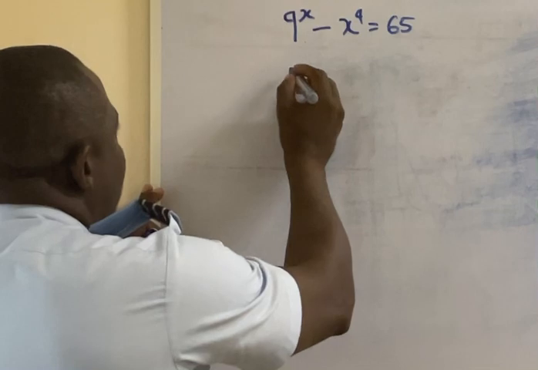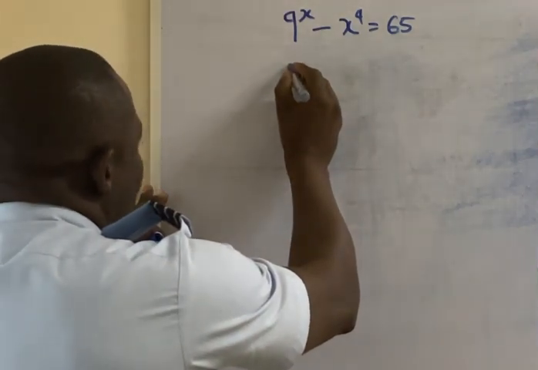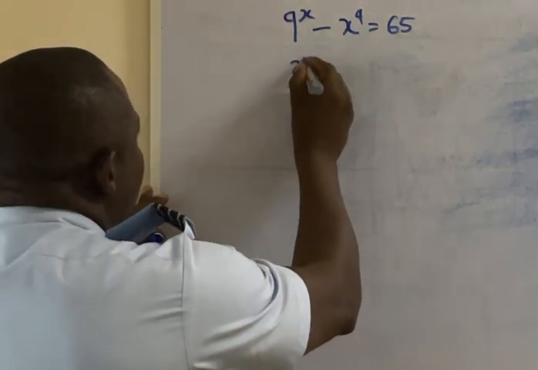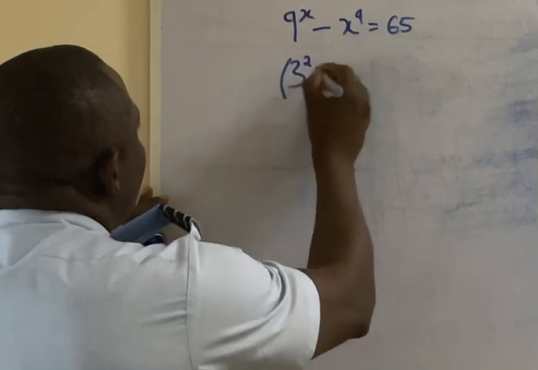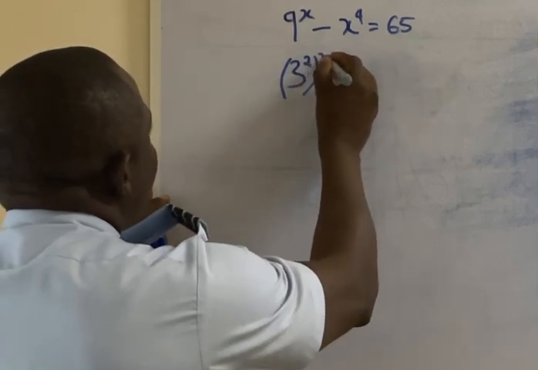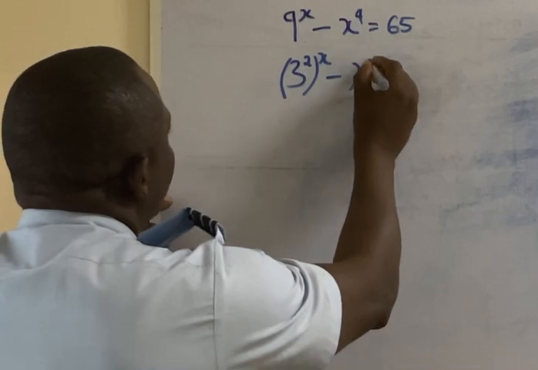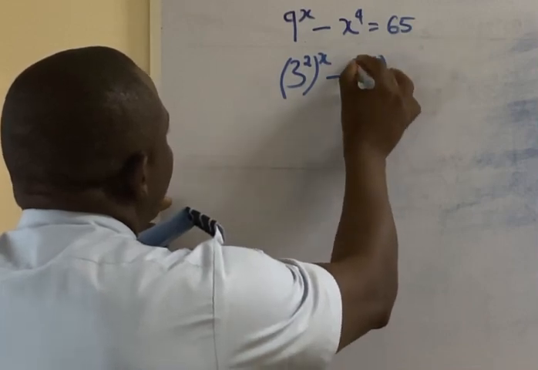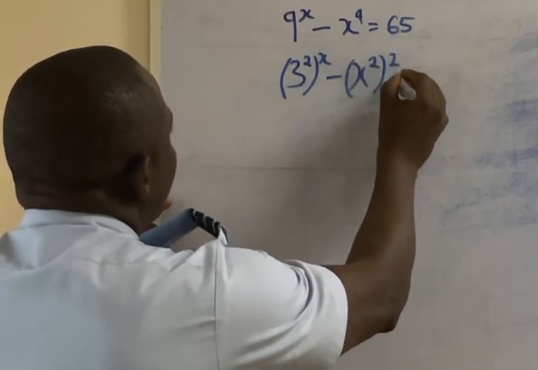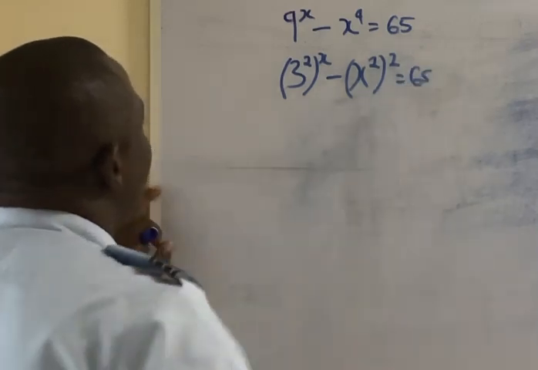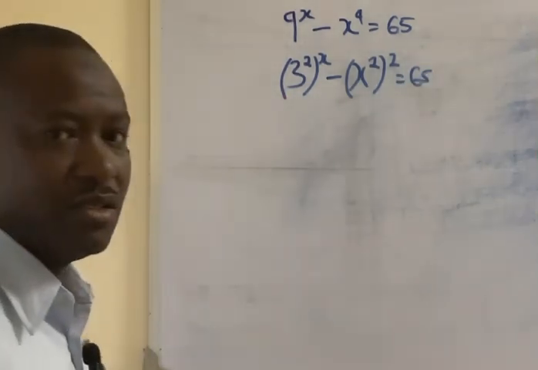Now, let's start by breaking 9. We can write this equation as 3 raised to the power 2, in bracket, raised to the power x, minus x raised to the power 2, in bracket, power 2, which is equal to 65. So we haven't changed anything. We just broke the equation down.